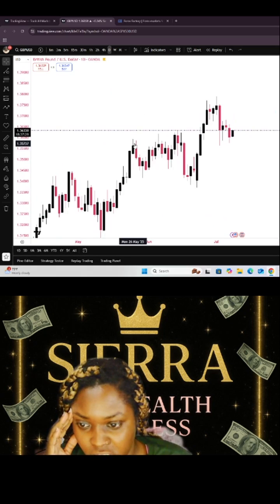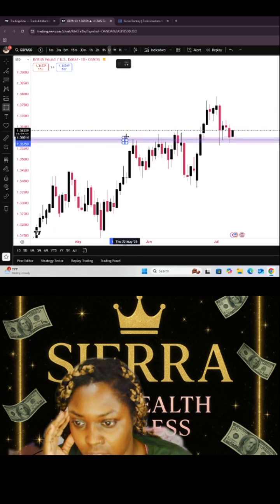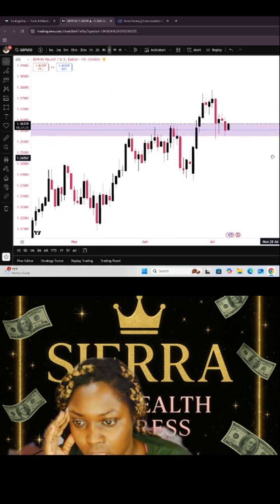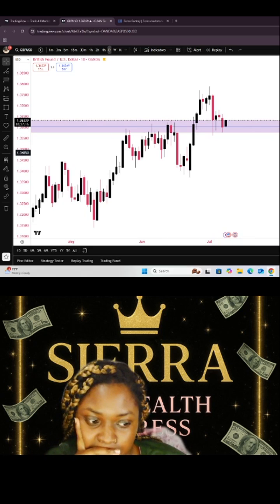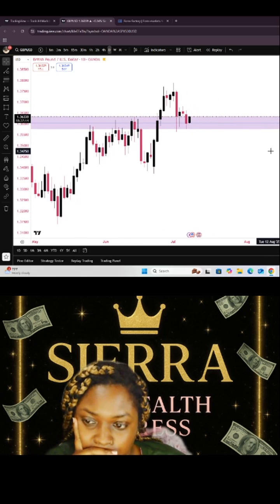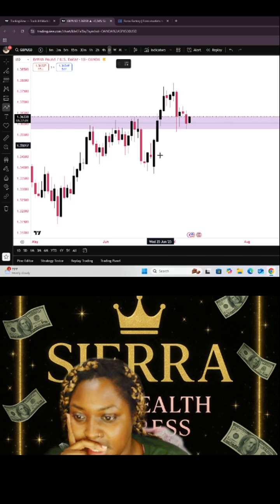Now, let's see. I have rejection, rejection, rejection, right? If I was to mark this area here as a zone, is this support or is this resistance? Right here. These three rejections. Would this be support or would this be resistance? Resistance. Good.